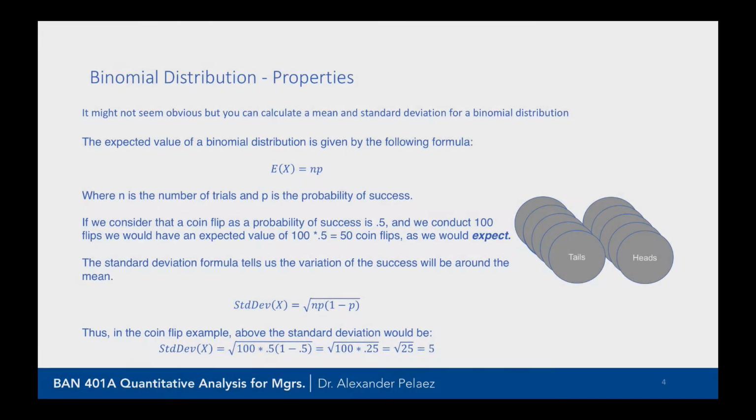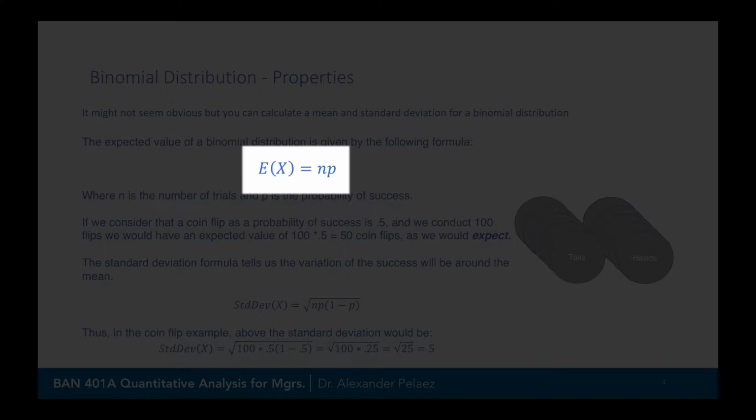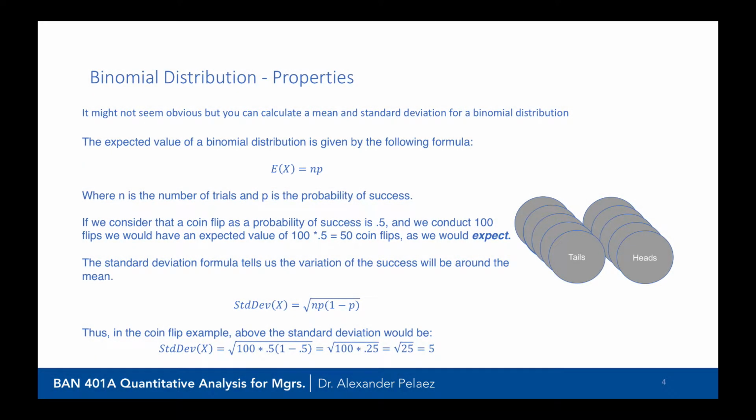Now, it might not seem obvious, but you actually can calculate a mean and standard deviation for the binomial distribution. The expected value of a binomial distribution is given by the formula n, number of flips, times p, the probability of success. Consider that we have a coin flip with probability of success 0.5, and we conduct 100 flips. We would have an expected value of 100 times 0.5, or 50 heads. And this is exactly what you would expect if you had done 100 coin flips. You would expect 50% to be heads and 50% to be tails, or close to it.